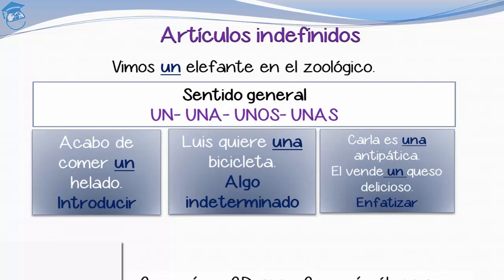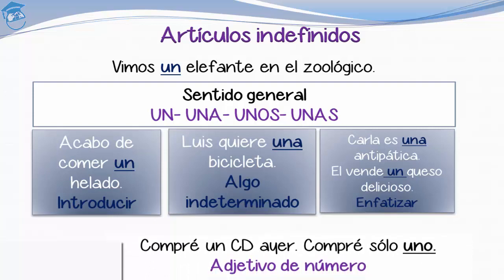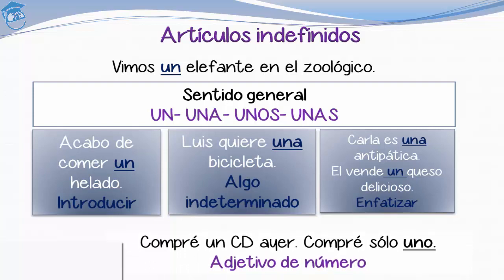When using the definite articles, it's important to be careful. The number adjectives, con los adjetivos de número. Un for number one or a, unos. For example, compré un CD ayer. I bought a CD yesterday. In that case, un is the definite article.